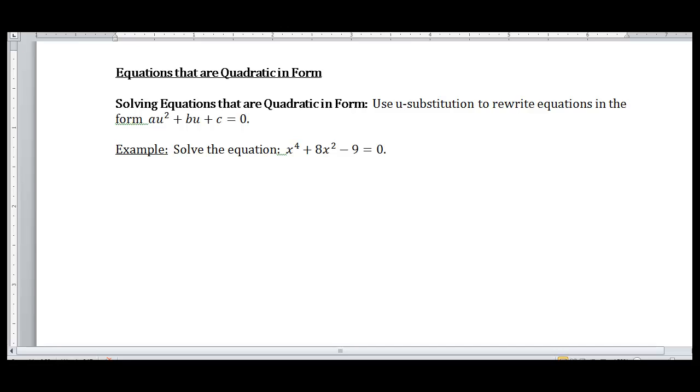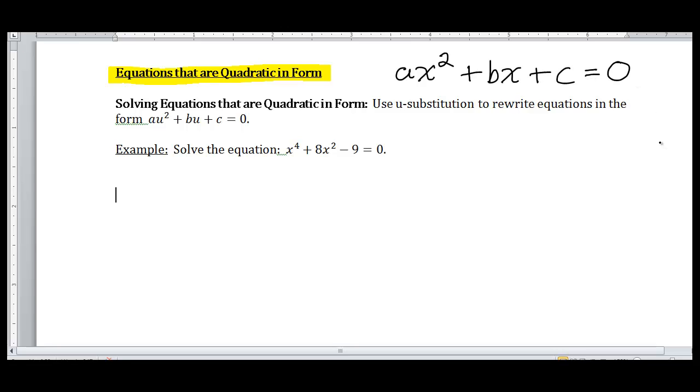In this video, we're going to solve equations that are quadratic in form. Equations that are quadratic in form. And just as a review, remember we said that a quadratic equation is an equation that can be written in the form ax squared plus bx plus c equals 0.